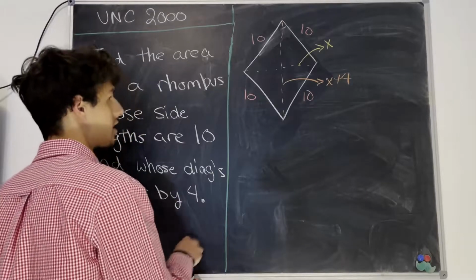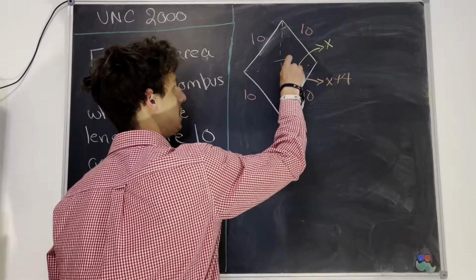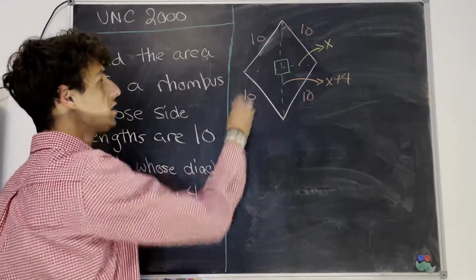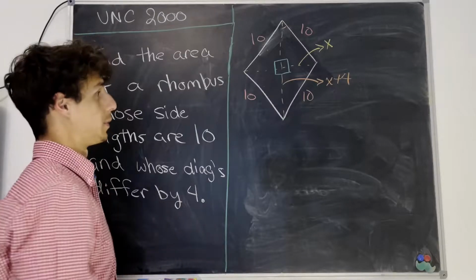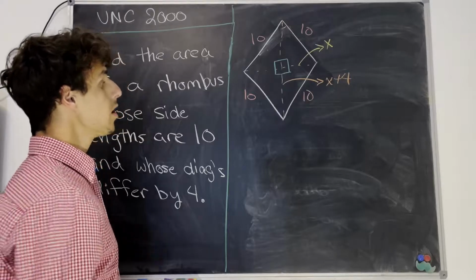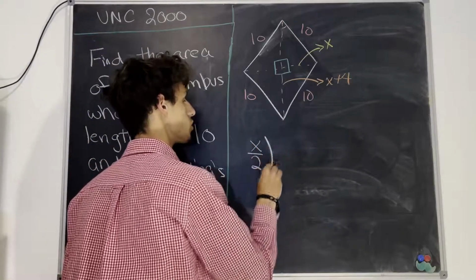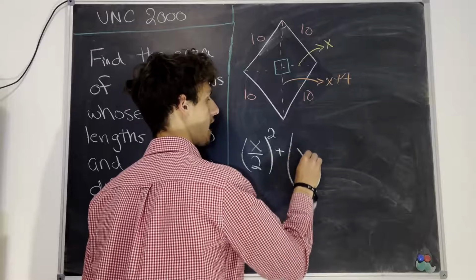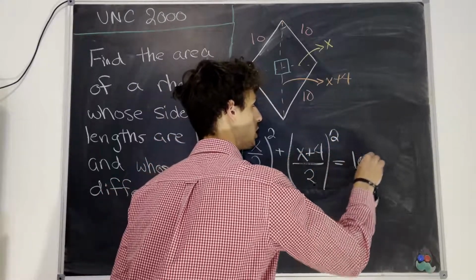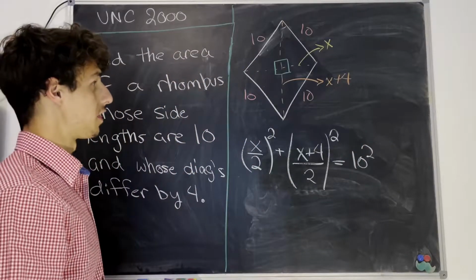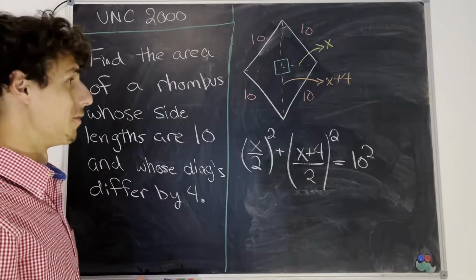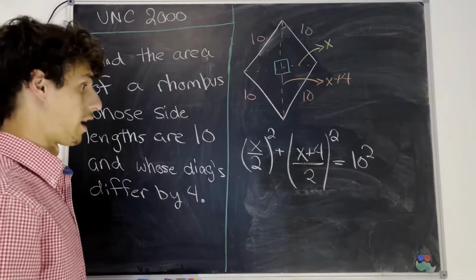First, because this is a rhombus, it has right angles at the intersections of the diagonals. So because of these right angles, this rhombus is split up into 4 right triangles, one in each quarter of the rhombus. That means (x/2)² plus ((x+4)/2)² is equal to 10² by the Pythagorean theorem. That's because the side of the rhombus is the hypotenuse in this case, since it's opposite the right angle in all of these right triangles.